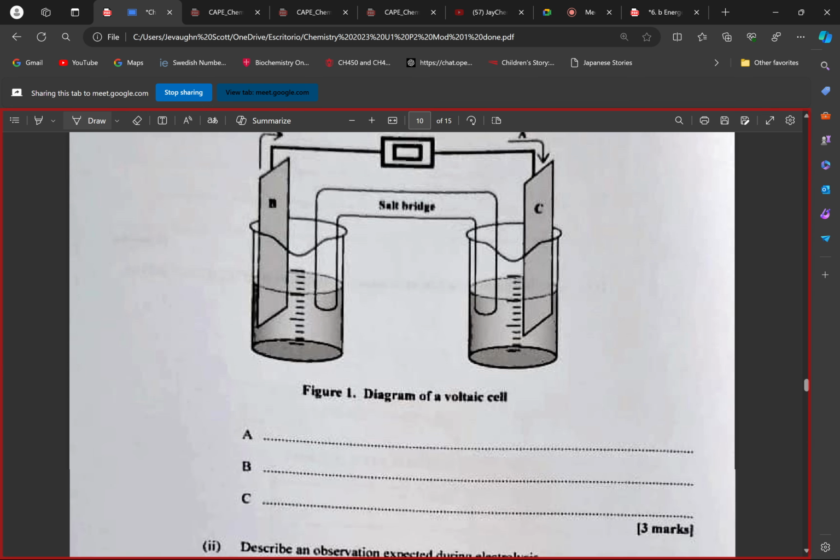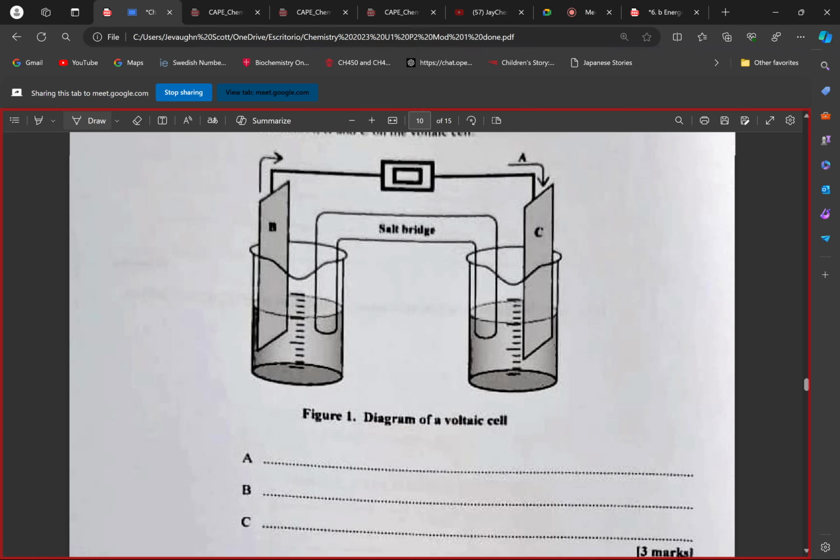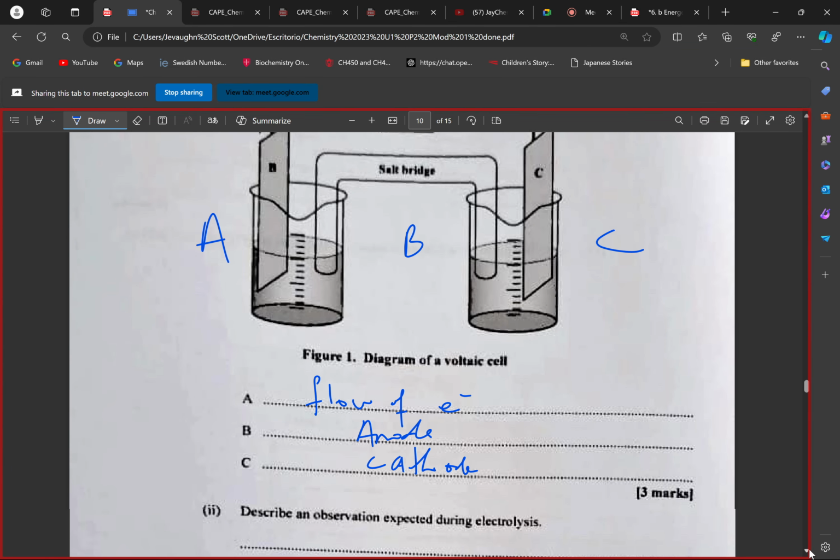Why is A such a curious question? A is the flow of electrons, the direction of the electrons. So the flow of electrons. What is B? The anode. And C? C is the cathode. The writing on the screen is terrible. So remember, anode before the cathode. Oh, it's like that. Alright.